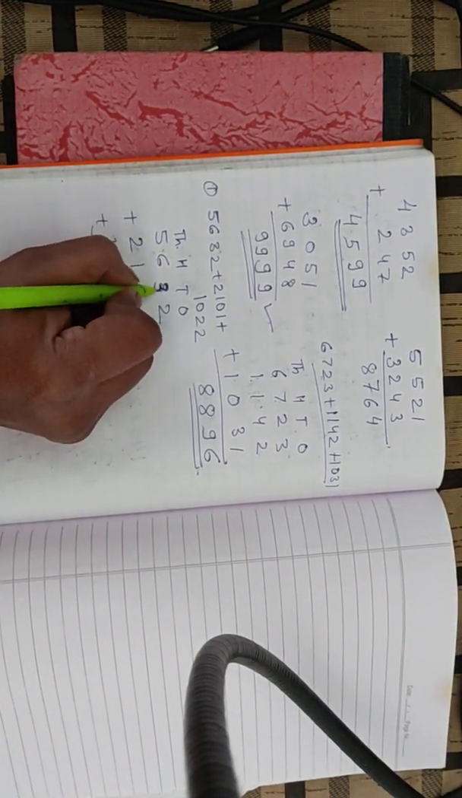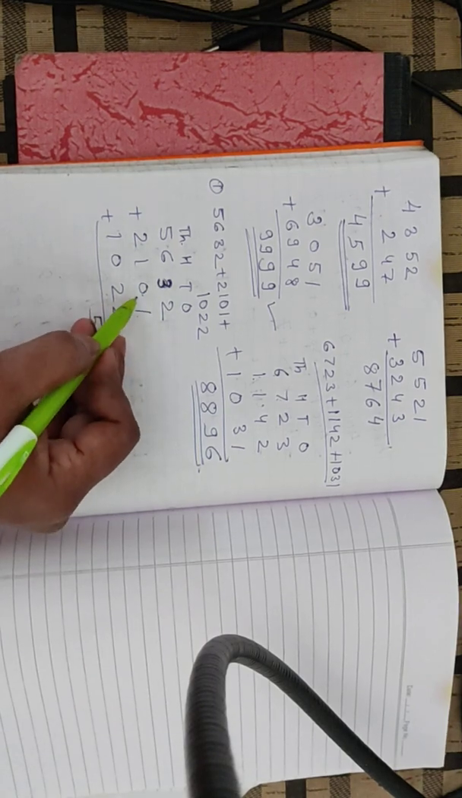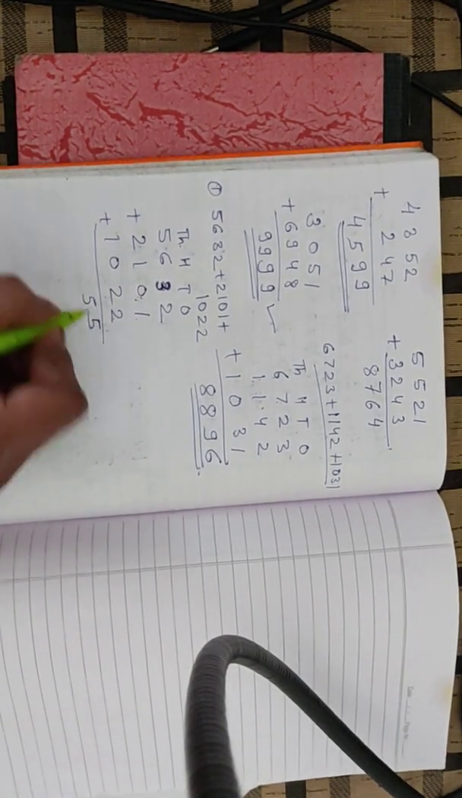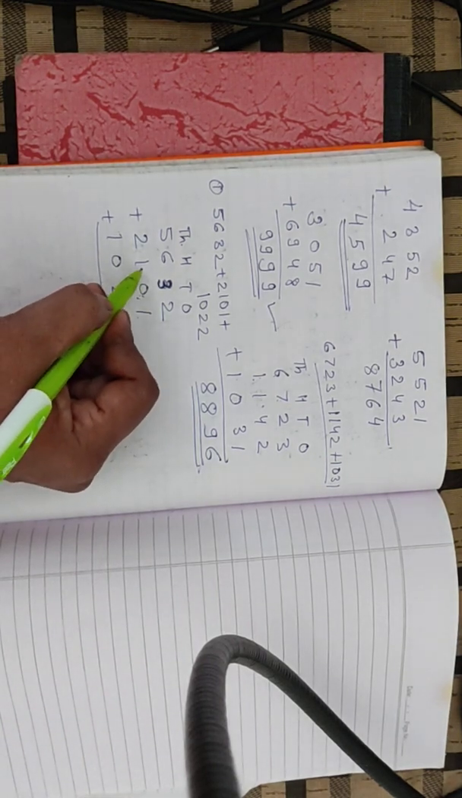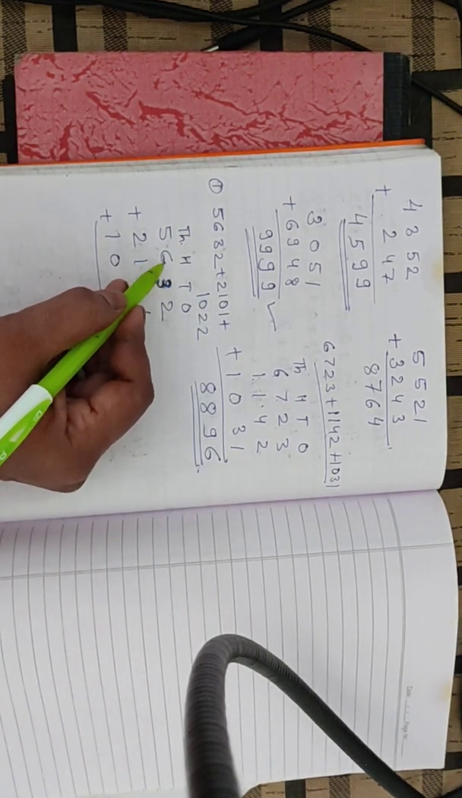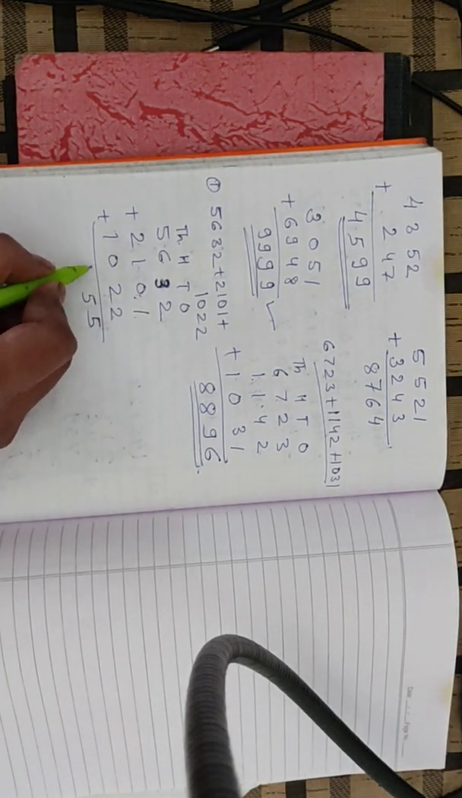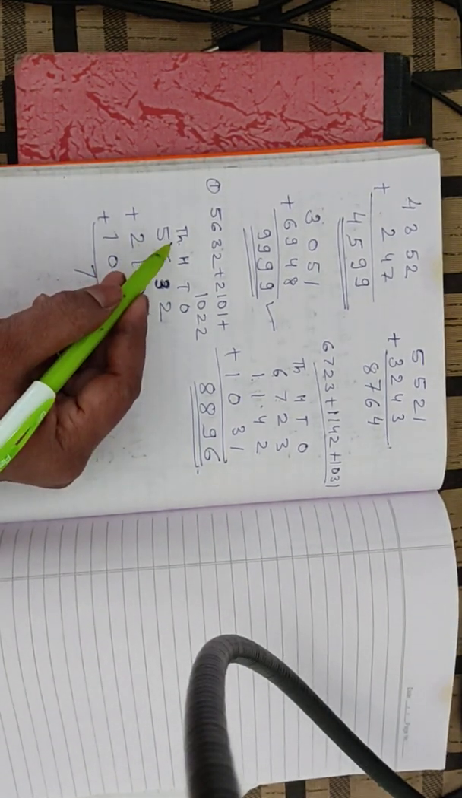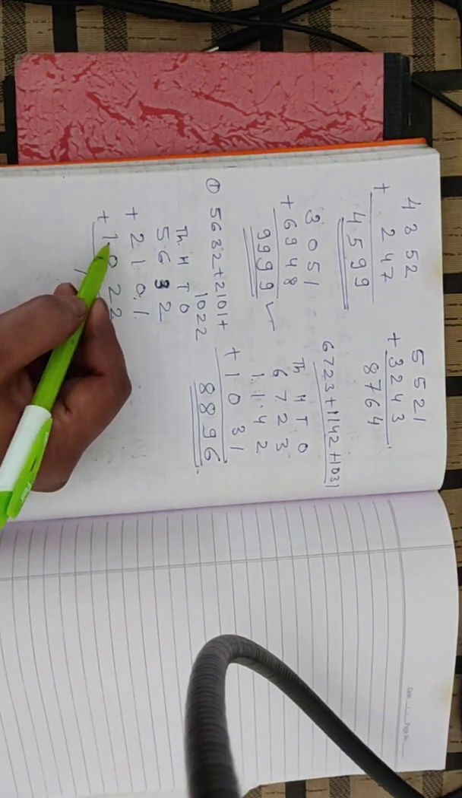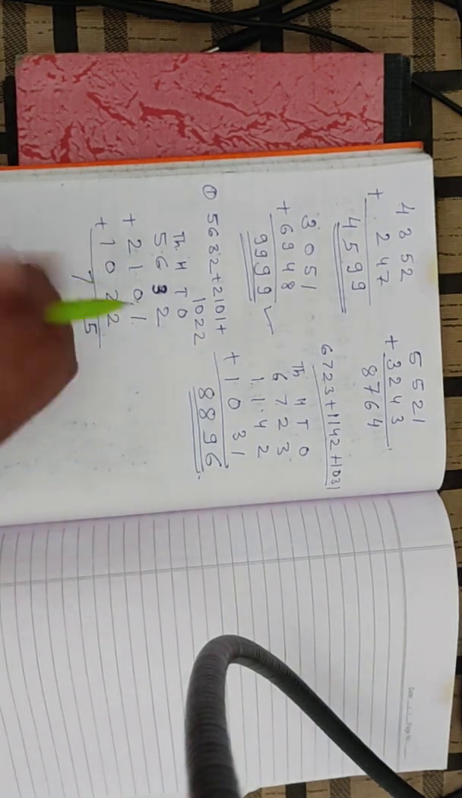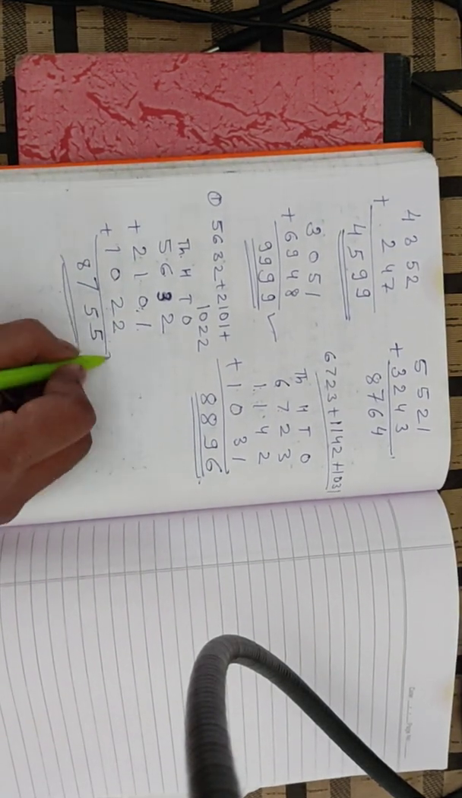So 3 plus 0, 3, 3 plus 2, it's 5. Which are the numbers in the hundreds place? 6, 1 and 0. So 6 plus 1, 7. 7 plus 0, 7. Now which are the numbers in the thousands place? 5, 2 and 1. So 5 plus 2, 5, 6, 7 plus 1, 8. So this is the answer.